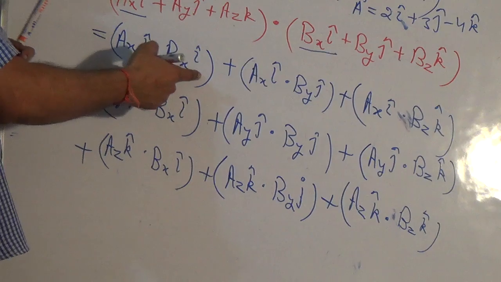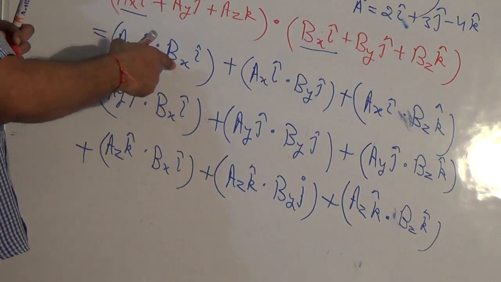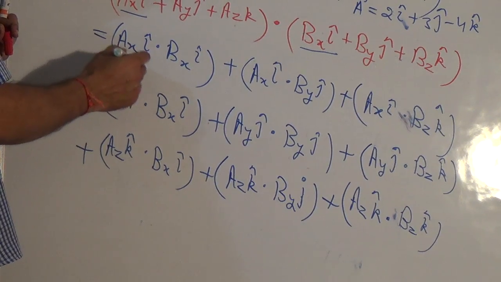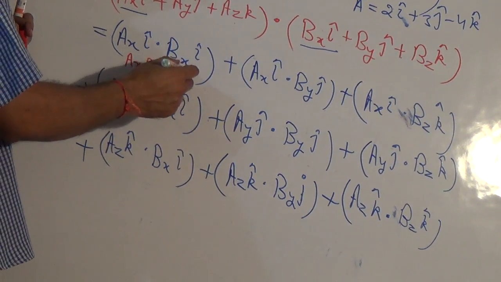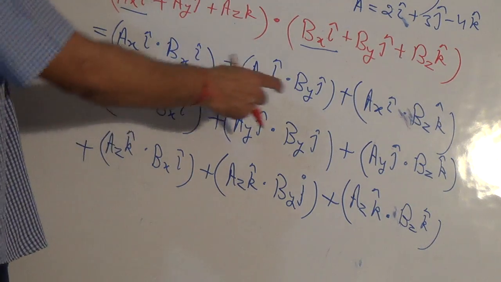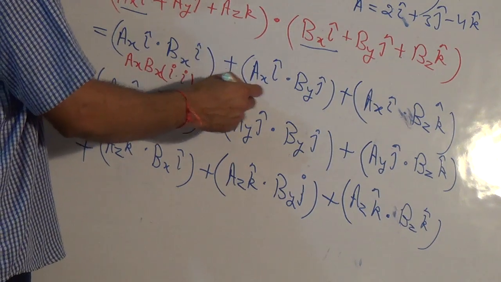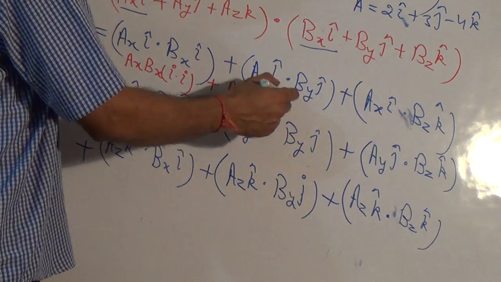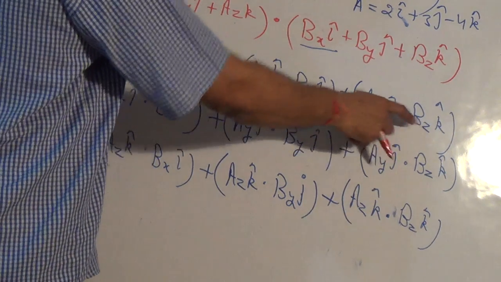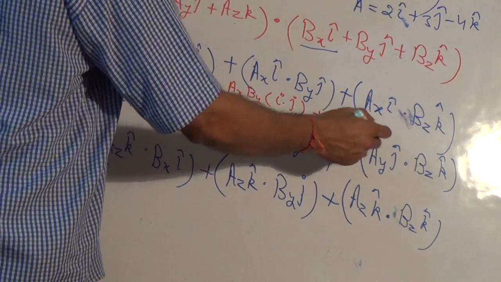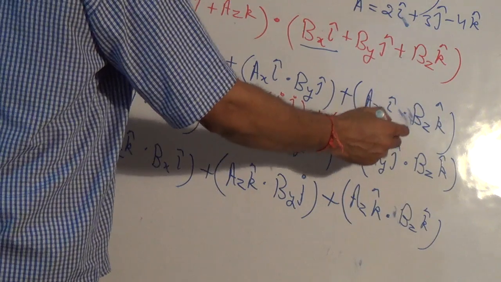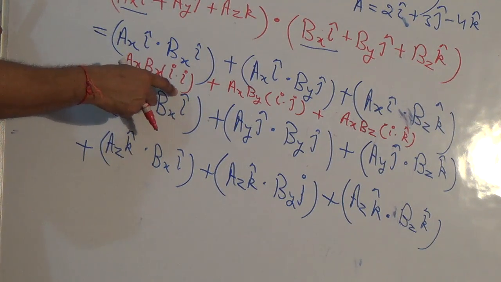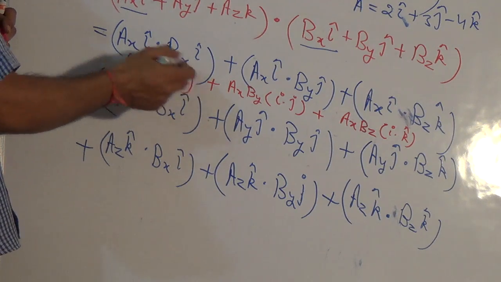This is axi dot bxi. What is ax? This is a magnitude. This is also a magnitude, but this I and this I are vectors, so we have to keep both together. So I am writing this term as ax bx I dot I, plus ax by together with I dot j, plus ax bz with I dot k. Now you can use that property. I dot I is equal to 1, so this term will survive.